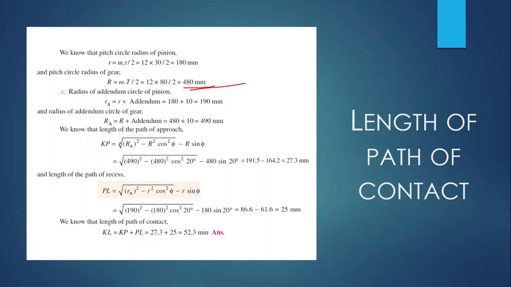Then here length of path of approach is equal to root of capital RA square minus R square cos square phi, minus R sin phi. We can use this same equation in the case of length of path of recess. Here replace the capital letter by small letter, that is the only difference. Then we can easily calculate the length of path of recess, and that is equal to 25 mm. Then total length of path of contact is equal to KL is equal to KP plus PL, that's equal to 27.3 plus 25, that's equal to 52.3 mm.